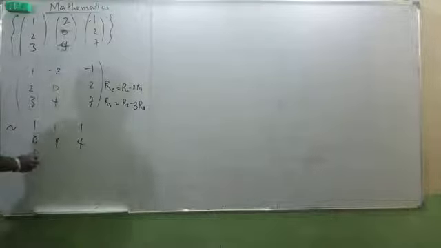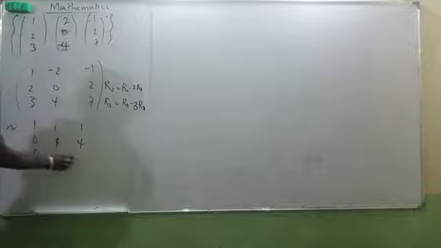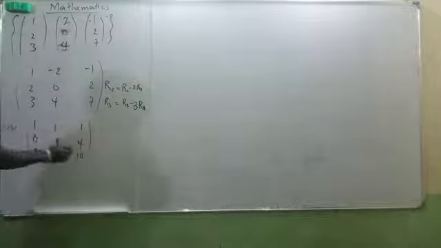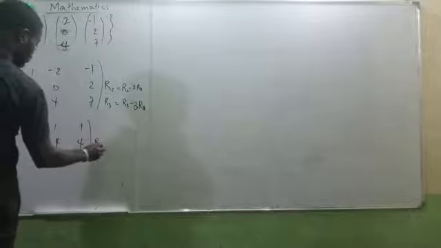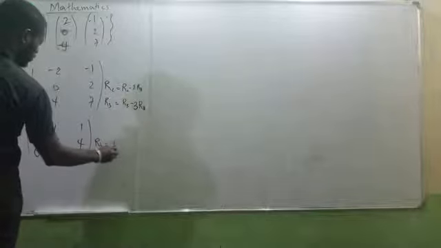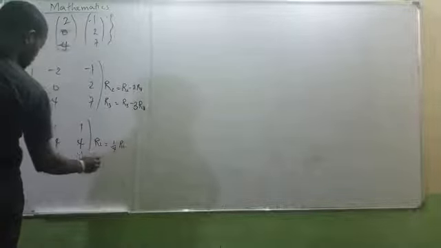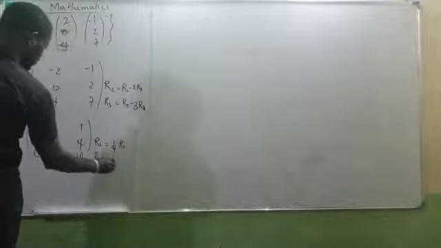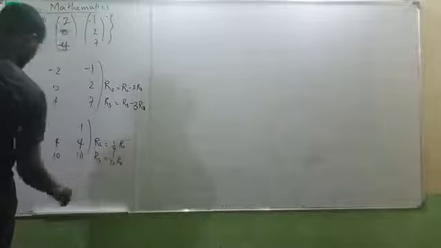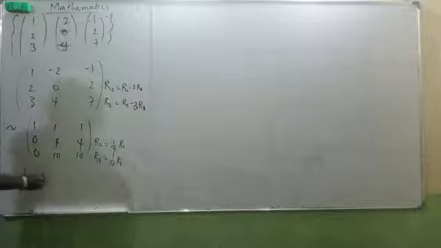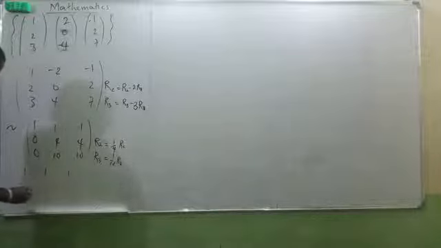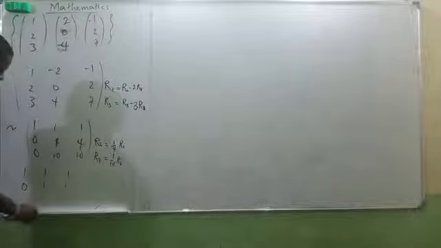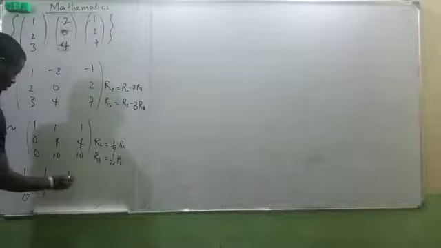Here will be 0, 10, 10. Please take note of that. Which I can say that my R2 is 1 over 4 R2, my R3 is 1 over 10 R3. Please, sorry for the mistake. It's 1, 1, 1, 0, 1, 1, and 0, 1, 1. That is what I'm going to be having.